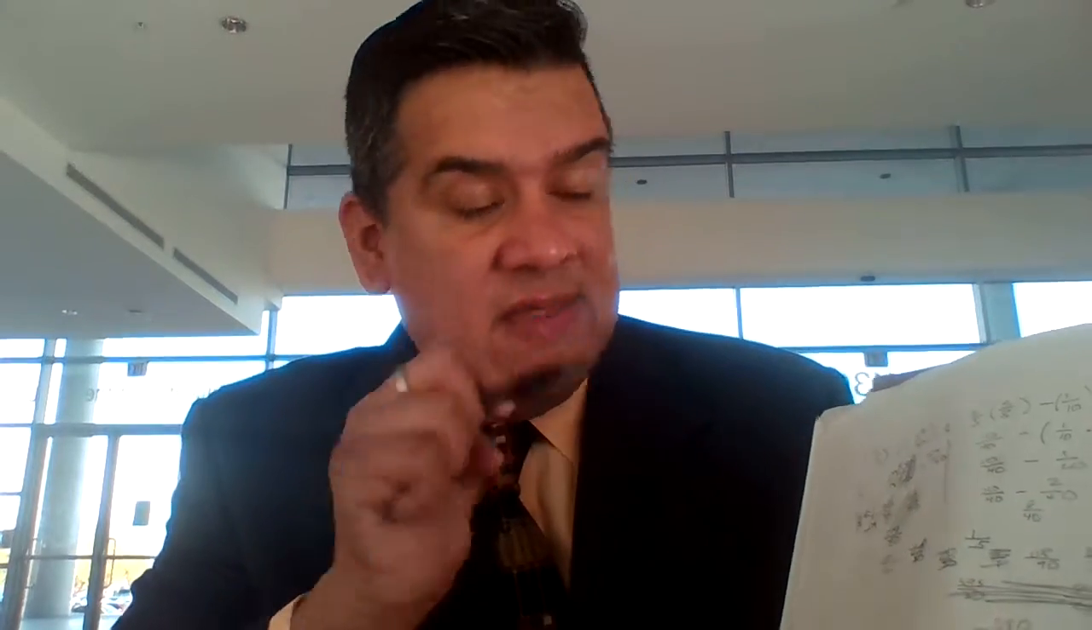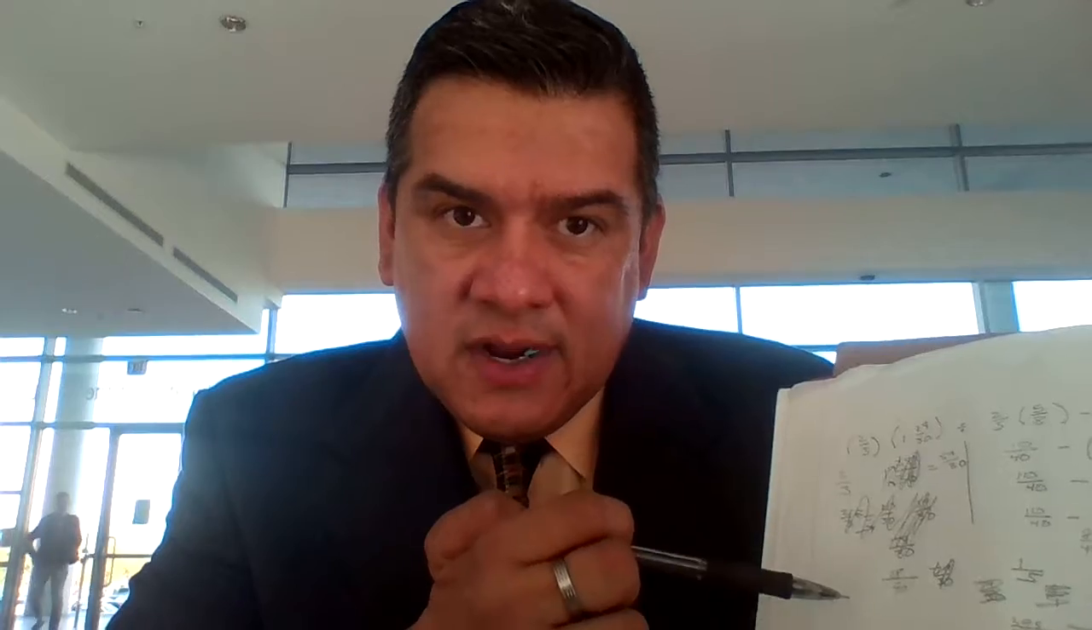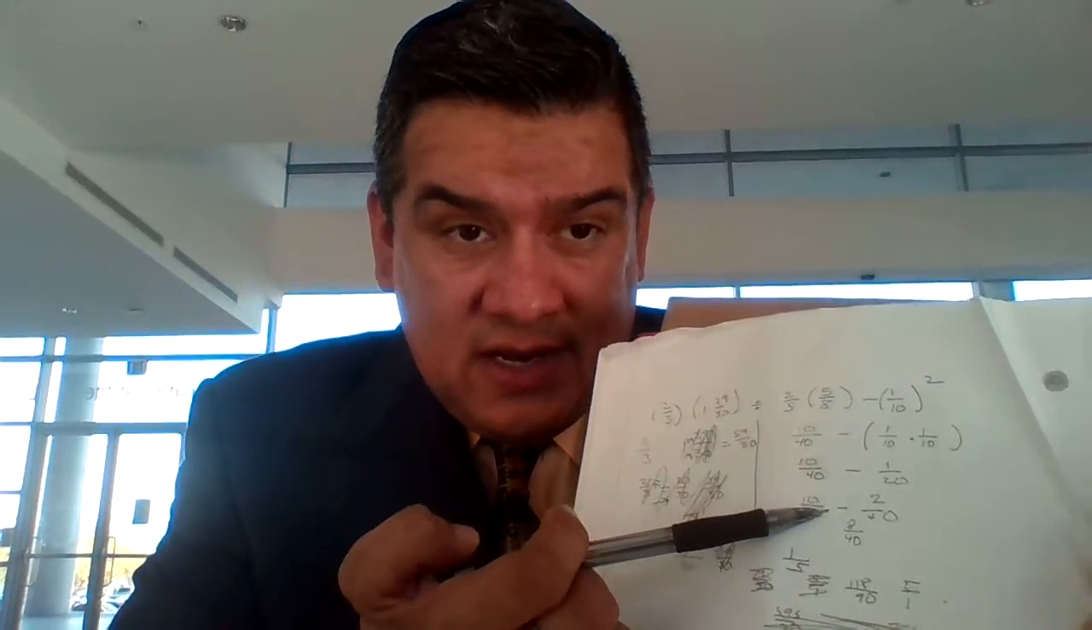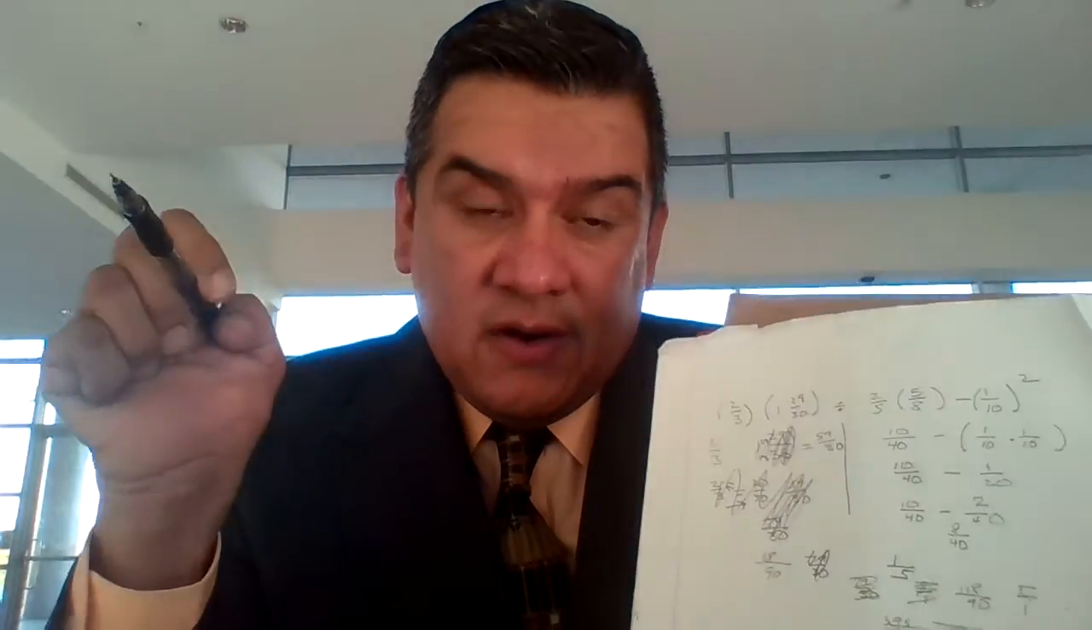So 2 times 59, 3 times 30 should come out with 118 over 90. Double check my math. I'm sloppy. So we know that that's 118 over 90 right now. We're just going to set that aside. We're going to go back to the other side, and we have the 2/5 times 5/8 minus 1/10 squared.